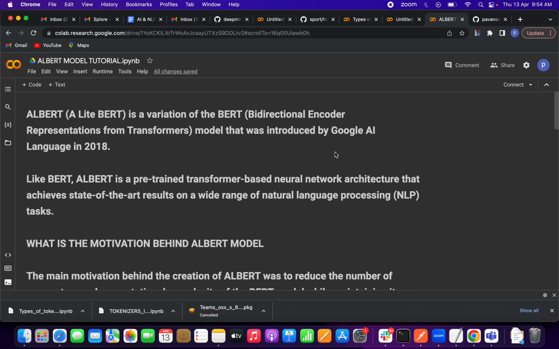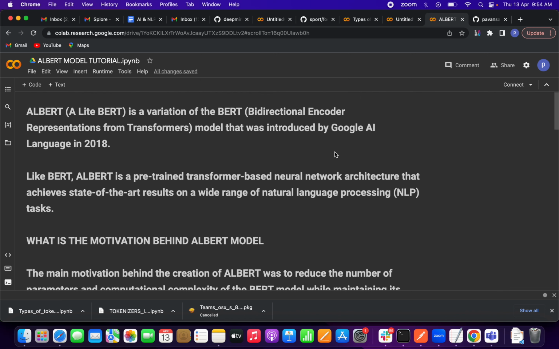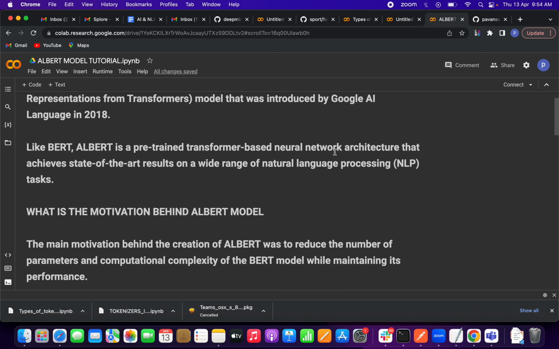You know, Bert stands for Bidirectional Encoder Representations from Transformers. It was introduced by Google in 2018. Like Bert, this is also a pre-trained transformer neural network model, a deep learning model with a deep learning architecture, which is used for NLP tasks.